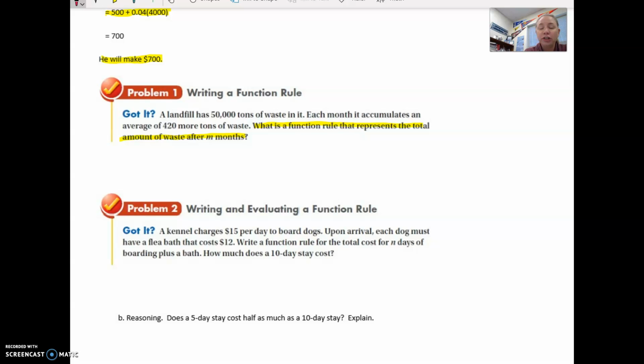So I'm going to use T for the total amount and say, okay, we have 50,000 tons of that waste. Each month, it accumulates an average of 420 more tons of waste. More, of course, means we're going to be adding to that. So 420 more tons of waste. So we're going to use M there. So here would be a function rule to represent the total amount of waste after a certain amount of months.